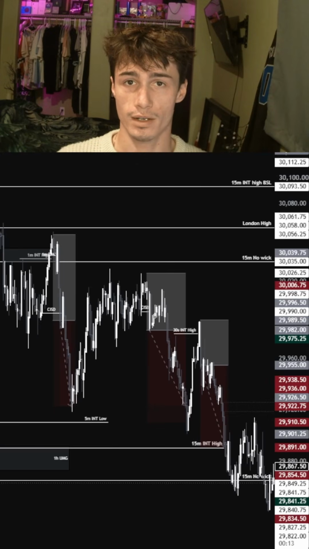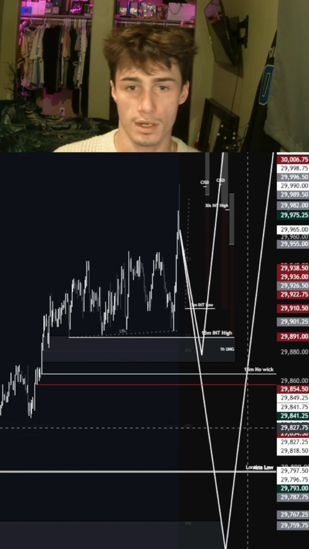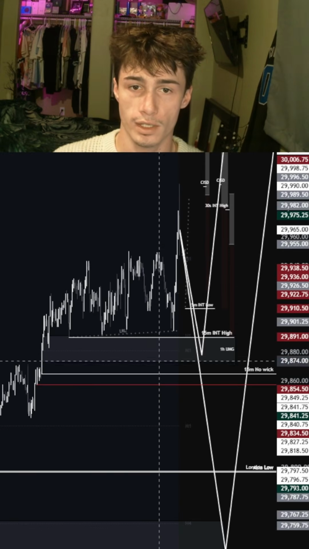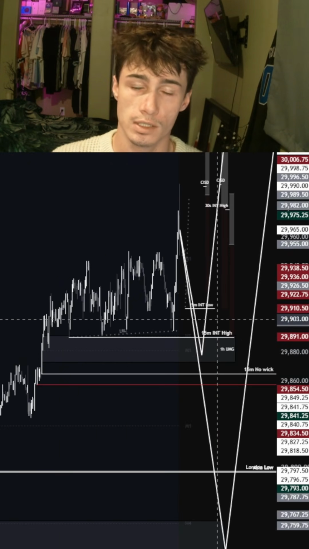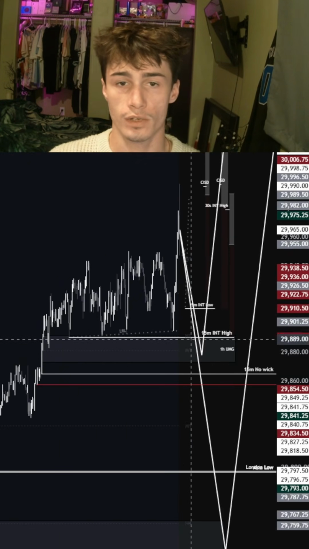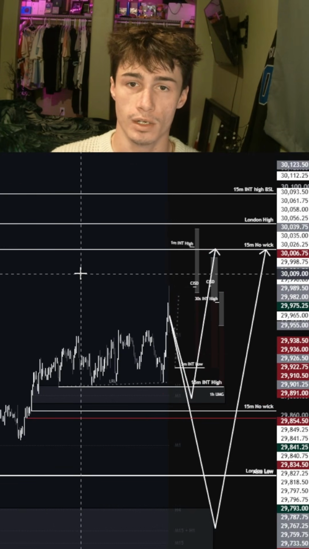Here are all the setups that ended up forming on NQ this morning. Bullish bias coming into the day. I was looking for this hourly unmitigated to be tapped into. This low resistance liquidity ran before seeing an inversion and targeting our 15-minute no wick and London high.